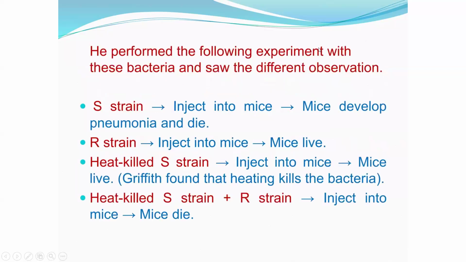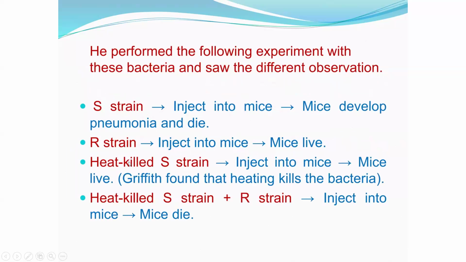So he performed the following experiments with these bacteria and saw different observations. Taking mice for the experiment, he took the S strain and injected it into mice. The mice developed pneumonia and died. Since S is the virulent strain, when injected into the mice it causes pneumonia and they died. Next, the R strain: when the R strain is injected into the mice, they live.